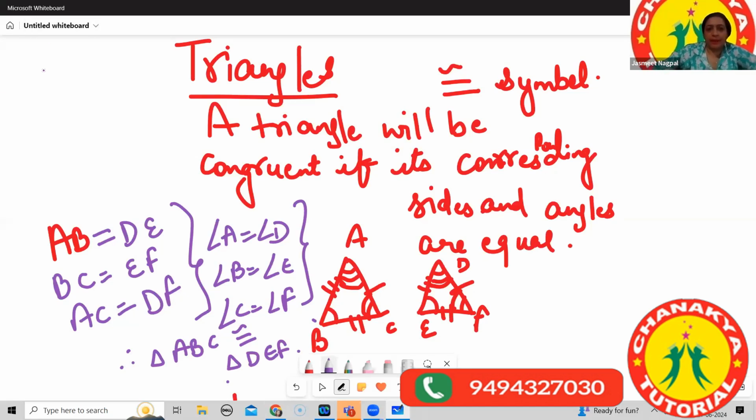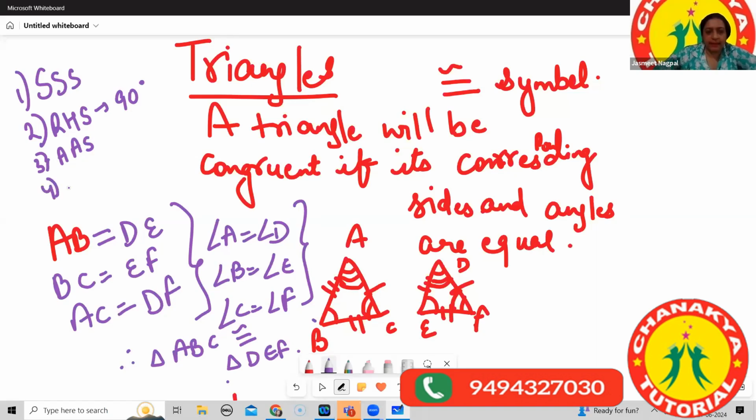The criteria is triple S, side, side, side. The first criteria is this. RHS is a criteria, right angle, hypotenuse, side. That one is 90 degree. If the triangle is 90 degree, then the criteria is RHS. And triple S is the criteria. AAS is the criteria, angle, angle, side. ASA is the criteria, angle, side, angle. And SAS is the criteria. So there are 5 criteria only. Triple A is not any criteria.